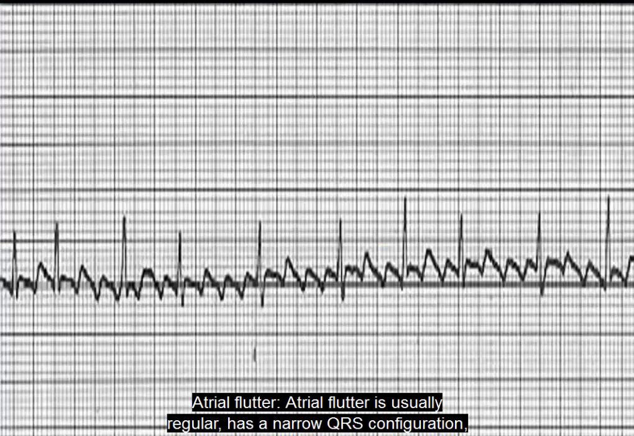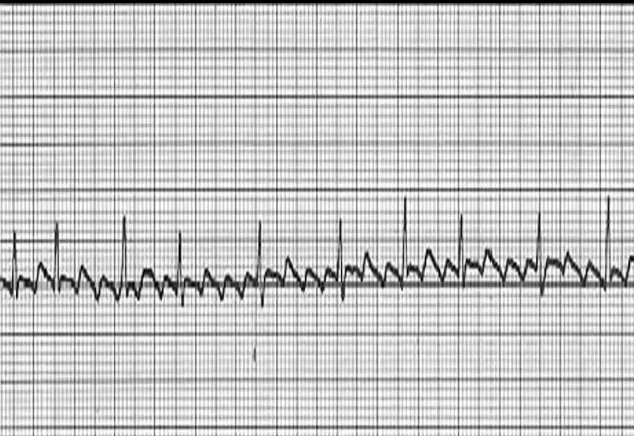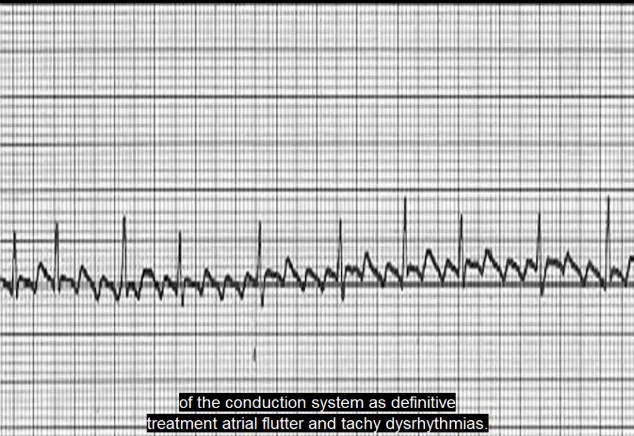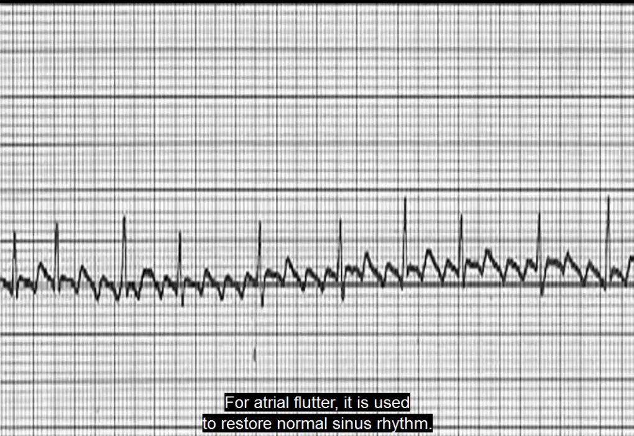Atrial flutter. Atrial flutter is usually regular, has a narrow QRS configuration, and has flutter waves present representing atrial activity. Radiofrequency catheter ablation therapy uses electrical energy to burn or ablate areas of the conduction system as definitive treatment of atrial flutter and tachydysrhythmias. For atrial flutter, it is used to restore normal sinus rhythm.